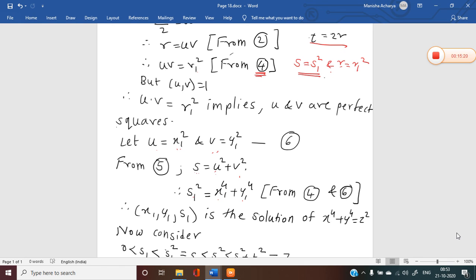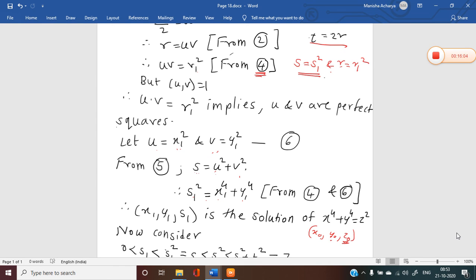Therefore we have the equation s1 square is equal to x1 raised to 4 plus y1 raised to 4. So we have now got another solution, x1, y1, s1, for x raised to 4 plus y raised to 4 equal to z square. We already have one solution for x raised to 4 plus y raised to 4 equal to z square as x0, y0 and z0, with z0 as the smallest positive value among all the solutions. So here we have got another solution.